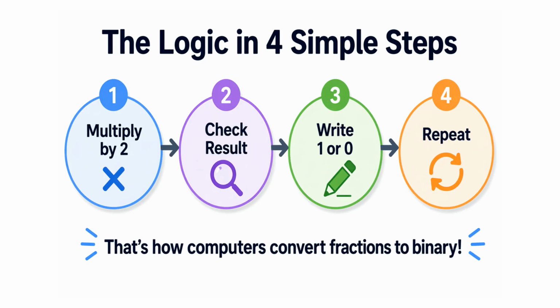So, let's wrap it up in 4 simple steps. Multiply by 2, check the result, write 1 or 0, and repeat. That's the whole logic computers use to convert fractions into binary.